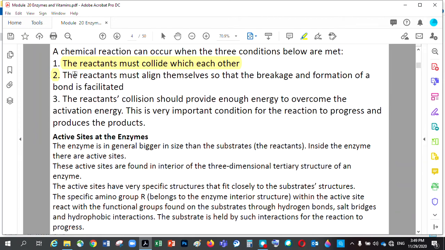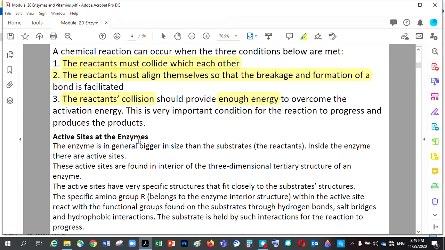When they collide, they have to align themselves so that the breakage and the formation of a bond is made easy and facilitated. Then the third step: the collision should provide enough energy, correct? That's very important to overcome the activation energy. This is a very important condition for the reaction to progress and produce products.